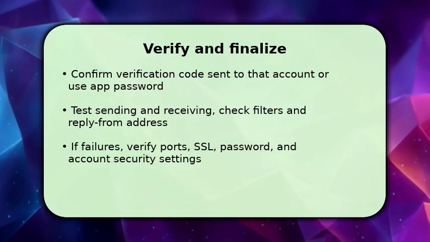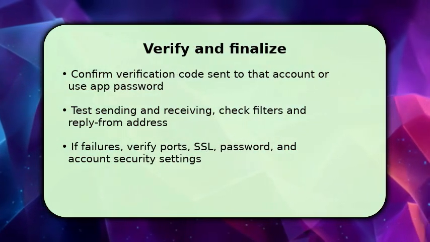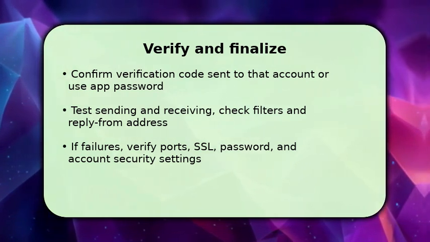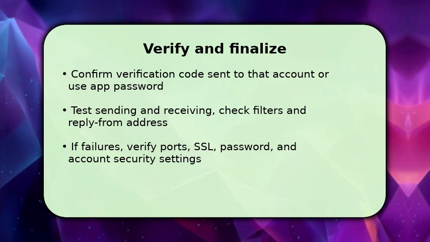Finish by verifying ownership. Gmail sends a confirmation code to the linked account or prompts for an app password. Enter that code to activate sending and receiving.